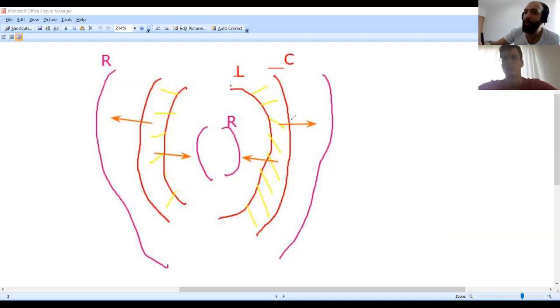So each one of them, the lung and the chest wall, will have a recoil. This one is the recoil of the lung, its tendency to go back to the initial form, its tendency to collapse. This is the recoil of the lung. And this one will be the recoil of the chest wall, and it will be its tendency to extend.